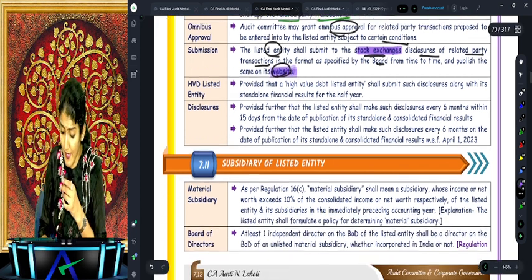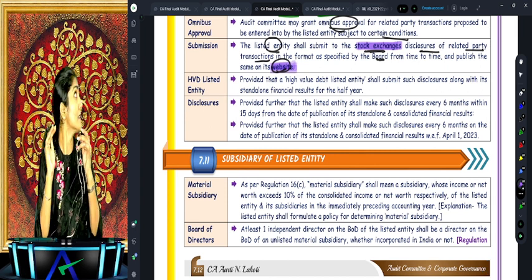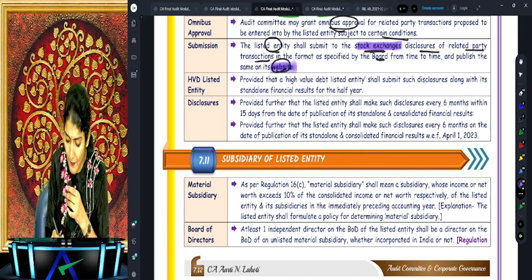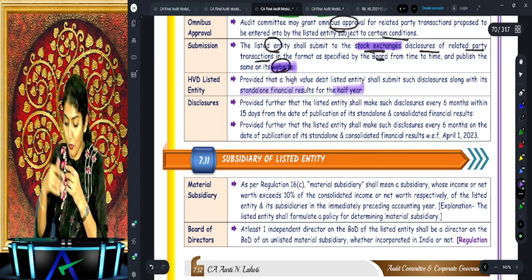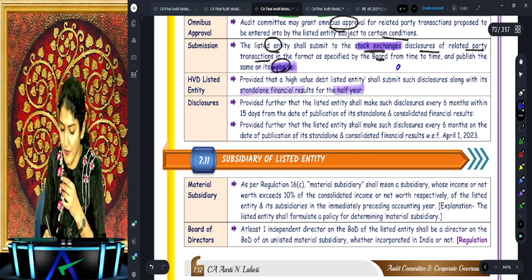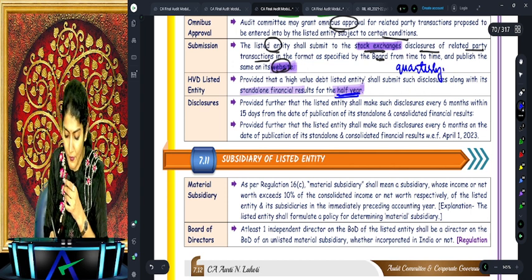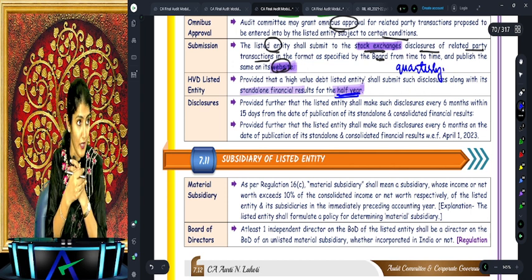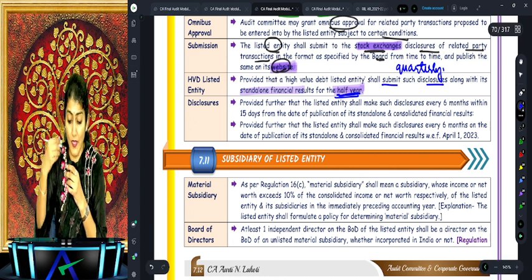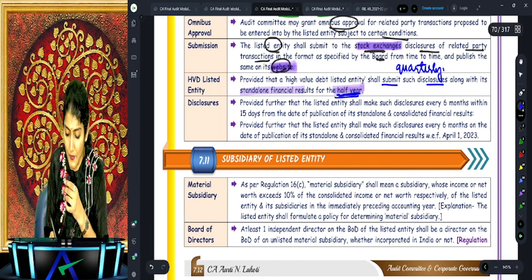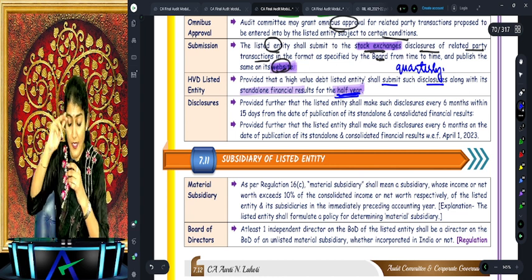Then what does it say? HVDL, a high value debt listed entity, needs to comply with these requirements for its standalone financial statements for the half year. Normally a listed entity has to give this reporting on a quarterly basis, but for HVDL, what is the comfort over there? Half year. They have to submit the disclosures along with the standalone financial statements for the half year. Whereas for a listed entity, what does it say?